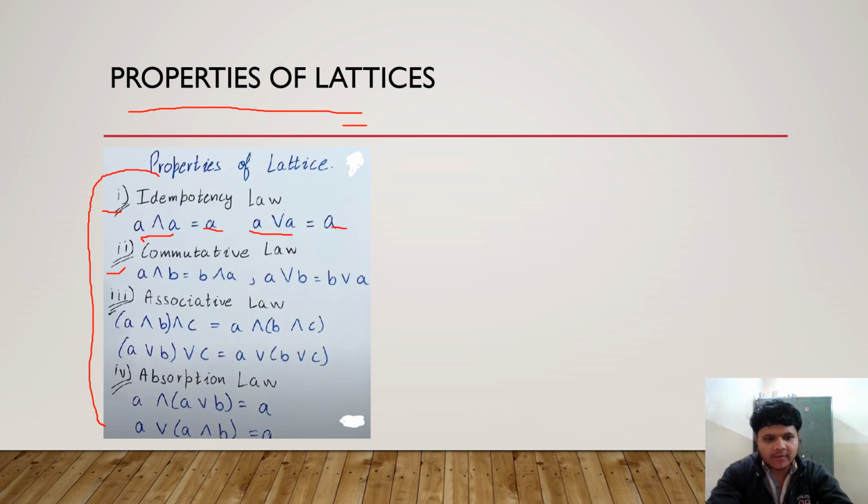Next one is the commutative law. It states that A meet B equals B meet A and A join B equals B join A. I think this law is the same as the commutative law we know, just as A plus B equals B plus A. So just like A plus B equals B plus A, here it came A meet B equals B meet A and A join B equals B join A.